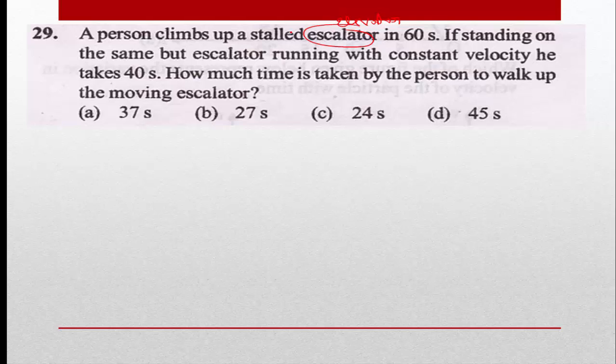It's called an elevator. A person climbs up a stalled escalator or elevator in 60 seconds. If standing on the same escalator running with constant velocity, he takes 40 seconds. How much time is taken by the person to walk up the moving escalator?